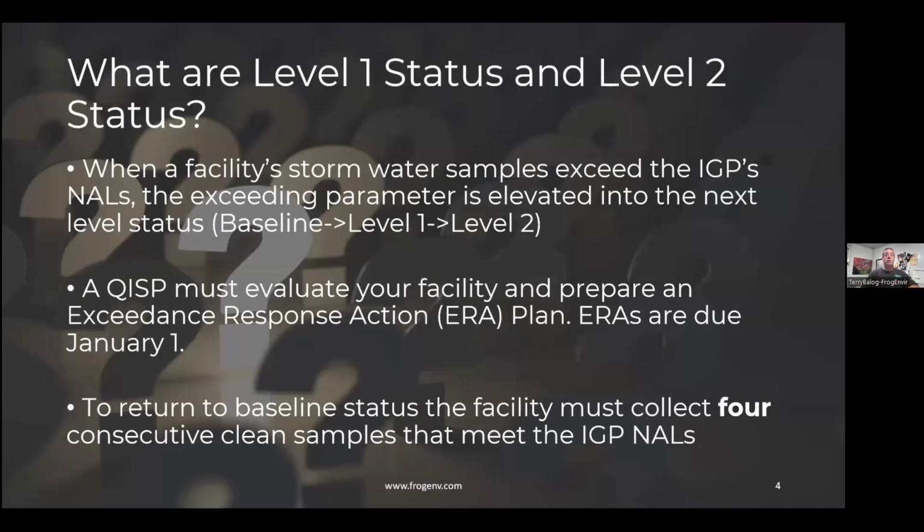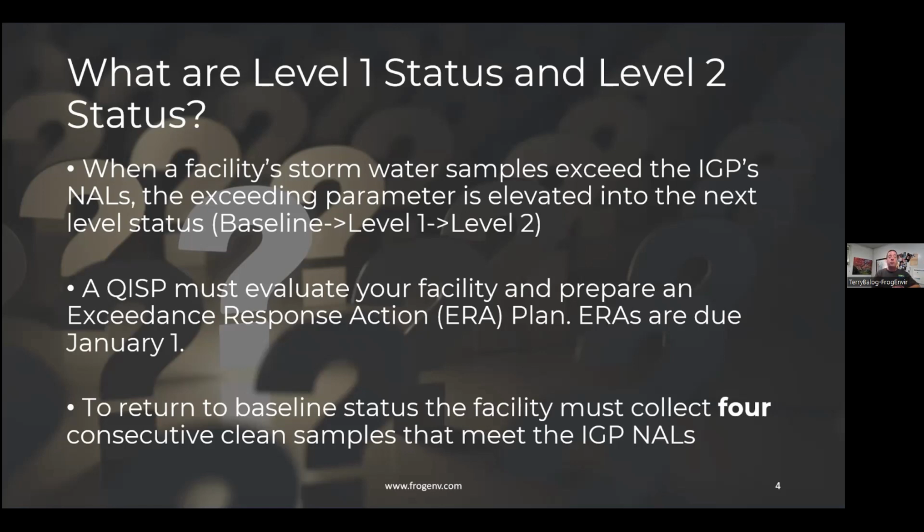What are level 1 and level 2 status? When a facility's stormwater samples exceed the IGP's NALs, the exceeding parameter is elevated into the next level status. As we remember, we all start off at baseline. We take our samples for the year, we average them together, and we compare them to the NAL table. If we exceed the NAL, then we go to level 1. While you're level 1, same thing: take your samples, run the average. If you go over again, you become level 2.